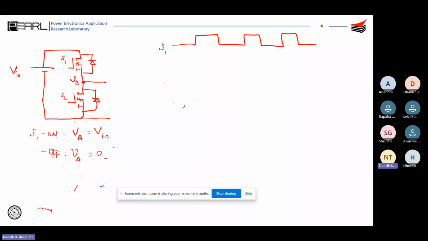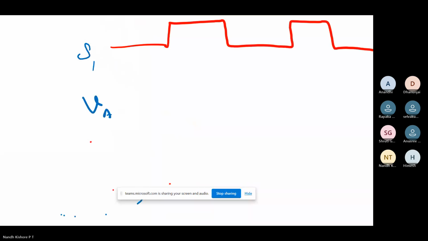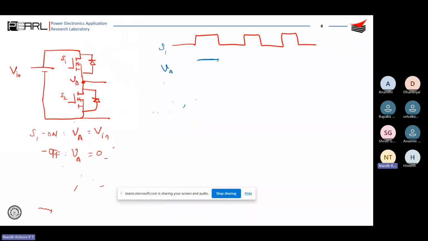As S1 turns off and turns on, you understand that when S1 is on, VA is going to be Vin, and when S1 is off, VA is going to be 0. Correct? So you are going to get a train of pulses that have discrete states, that is 0, Vin, 0, Vin, 0, and Vin. So that is what I have got over here.